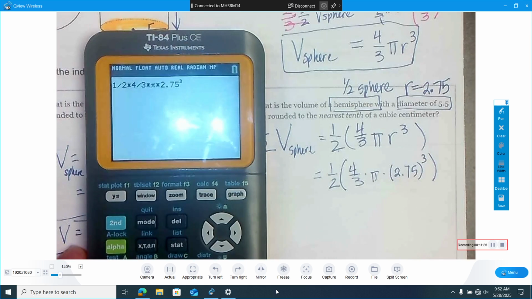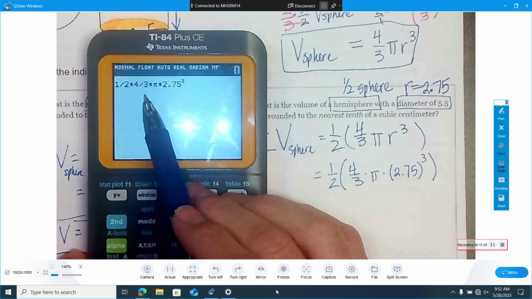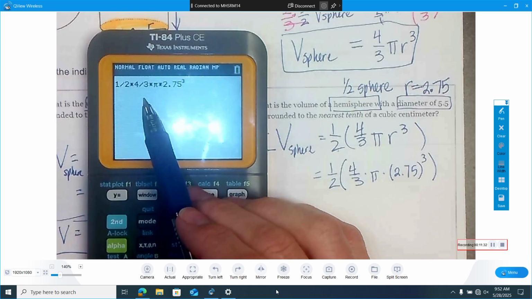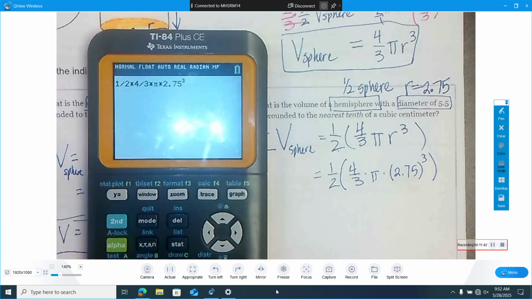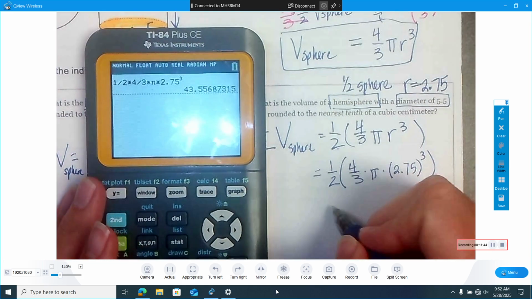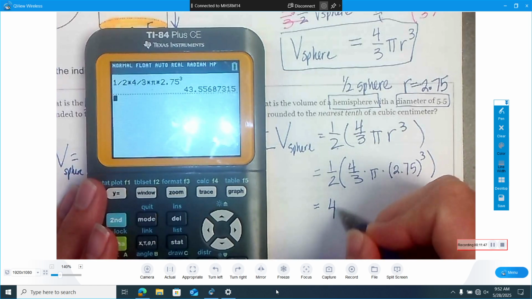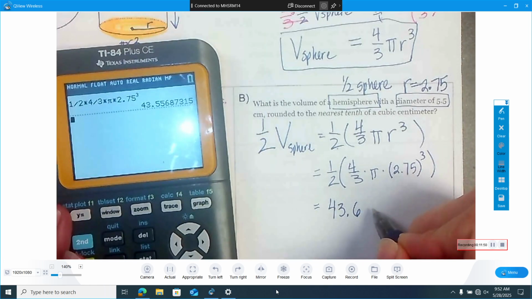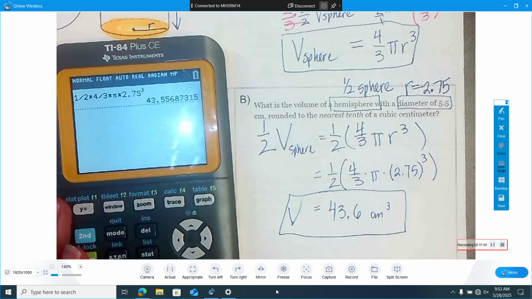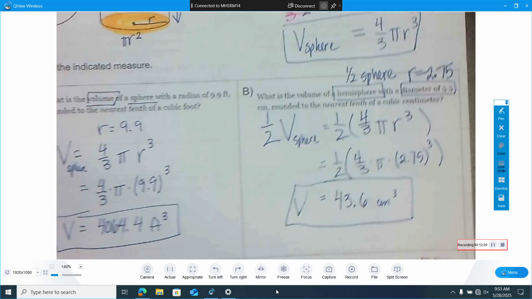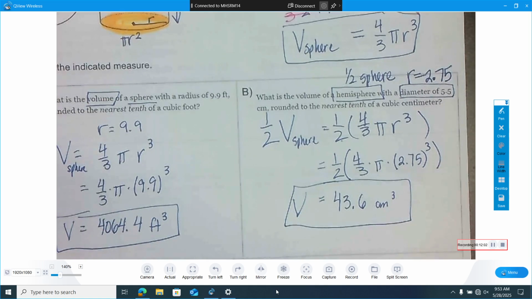All right. So I'm just going to do 1/2 times 4/3 times pi times 2.75 to the 3rd power. All right? Not complicated. Do you notice that I don't do the silly fraction thing that you guys do? Why? Because it takes too many extra button clicks. This is 2 clicks. Yours is 4. Okay, I'm all about efficiency. All right, we get 43.6, and that's centimeters cubed for the volume of our hemisphere. Okay. Lots of ways to do this, but read carefully, I think, is always a good thing.